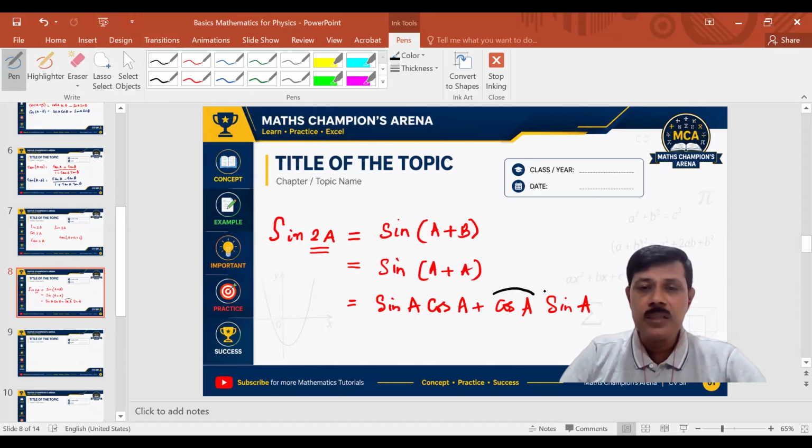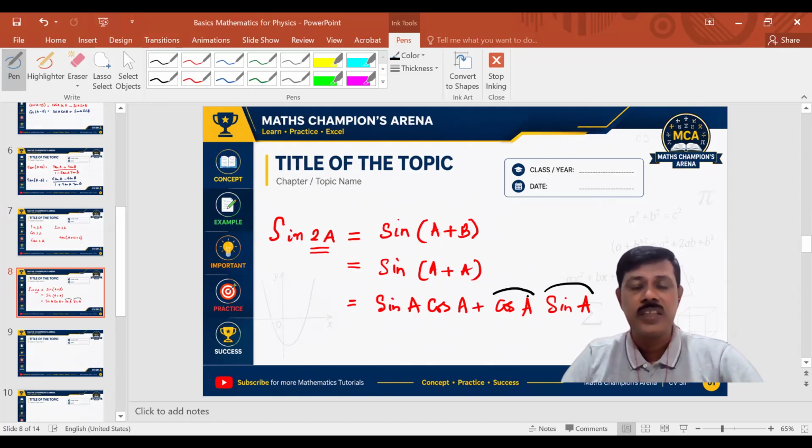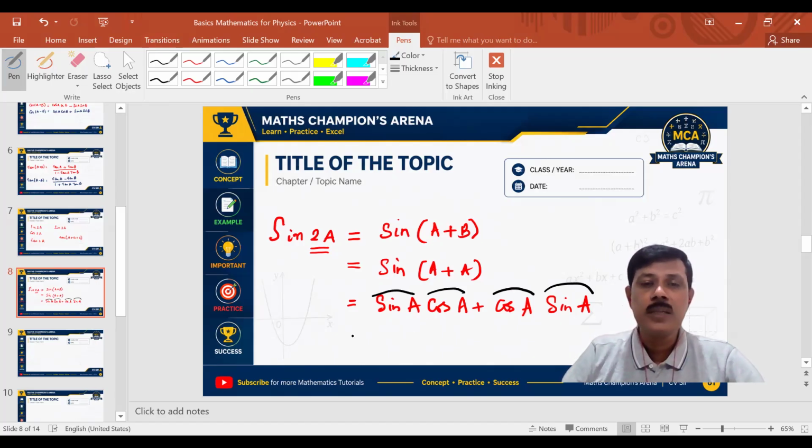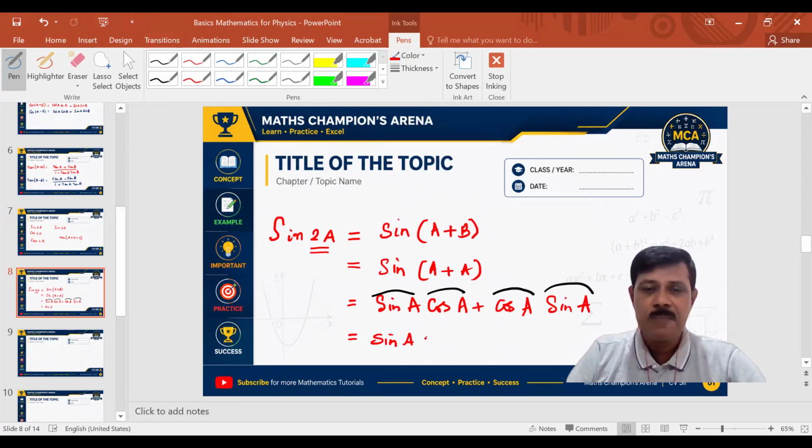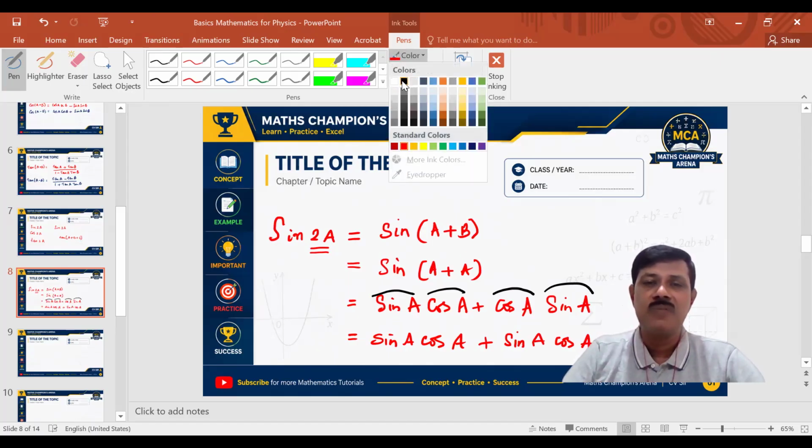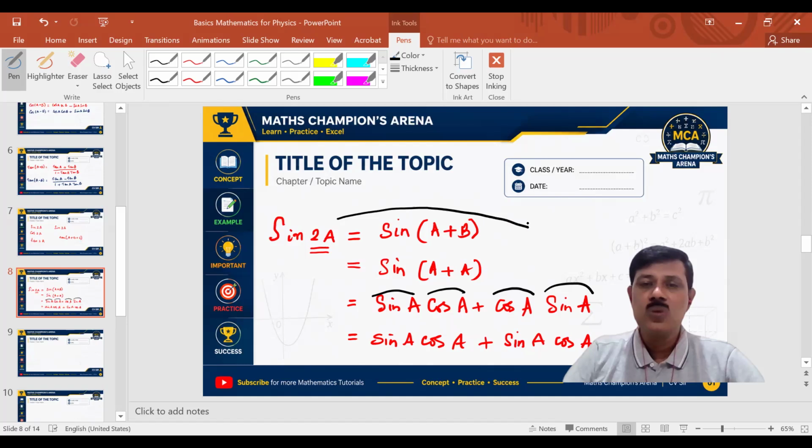And you say this is one term, this is another term. Sin A into cos A, or sin A into cos A. This is also a multiplication. So if you look at that particular scenario, what I'm going to write is this. I can write this as sin A cos A plus I can write this as sin A cos A. Wow. So ultimately, what is my result for the sin 2a? It is nothing but 2 times sine of angle A into cos of angle A.